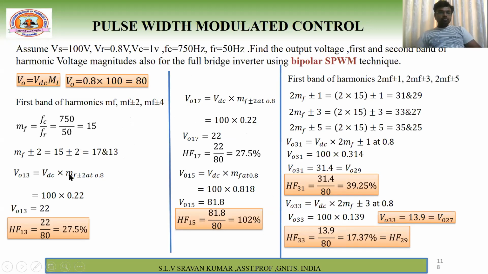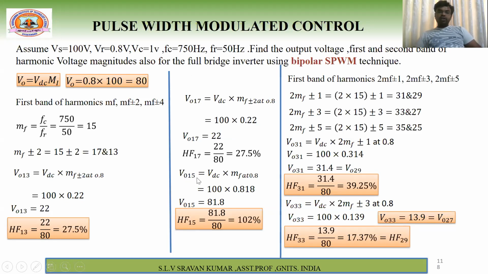0.220. So that value only I have substituted here, and finally what I got? V013 is equal to 22. And what is HF13? It is nothing but 27.5. Now, what is this 17? So VDC into MF plus or minus 2 at 0.8. Again, whatever you are having for this 17, you will get the same value here, right? So whatever 22 you are getting here, 22. So for the next problem onwards, just solve only one value, and for the second value, you will get the same value. Okay, same answer.